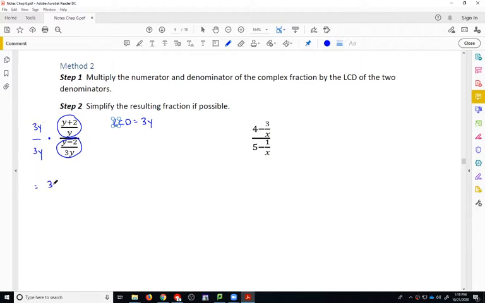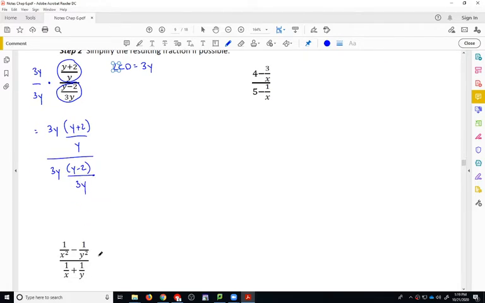Now what that's going to end up looking like is that you're going to do 3y times the numerator, and you're going to do 3y times the denominator. And what that's going to do is destroy the denominators that make these complex. So the y divided by y is 1, and 3y divided by 3y is 1. So now what we're left with is 3 times y plus 2 all over 1 times y minus 2.